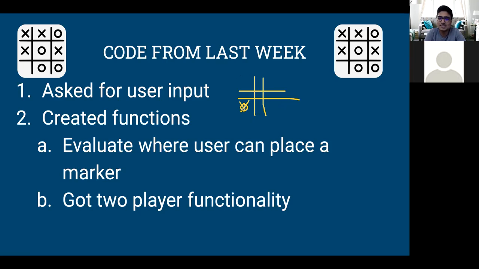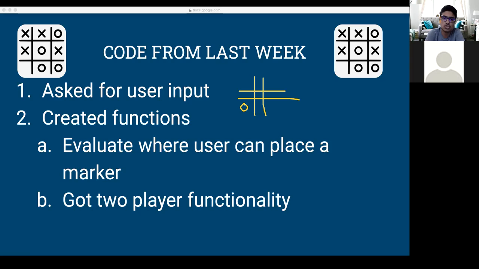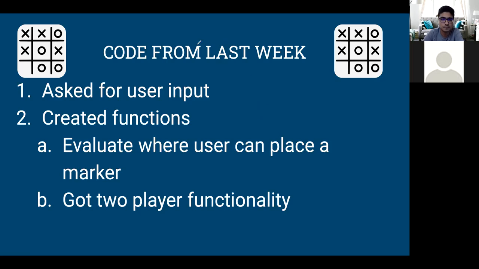Well, then we had some logic statements which were checking if there was an empty spot in our array, and only then could the user make a move. And also by getting that separate player type of dynamic going in which one player could place an X marker and the other could place a circle marker, we got a 2-player functionality in which both players were able to go back and forth.